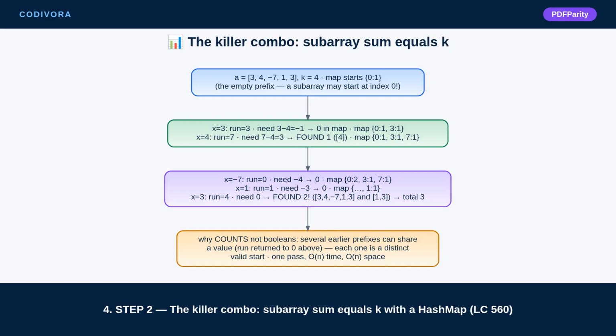3 load-bearing lines. The seed puts 0 to 1: an earlier prefix of 0 exists before the array starts. Querying before inserting: when K equals 0, the current prefix must not count itself, and the map keeps counts, not existence. This query-then-insert 1-pass with a map shape is the same complement trick as Two Sum, DSA CH5, applied to prefixes instead of raw values.